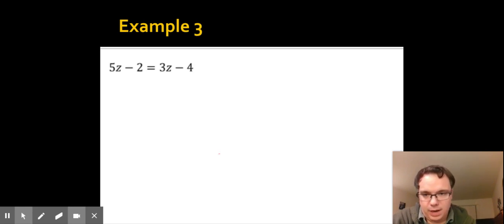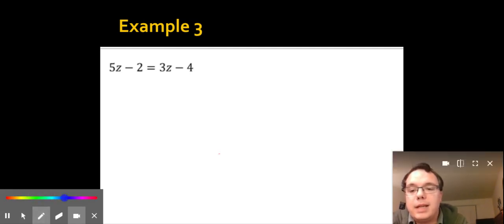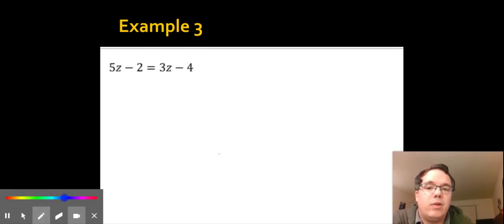Second step is variable on one side. Well, it's on both sides. So there's two things I could do. I could either subtract 5z from both sides, or I can subtract 3z from both sides. I always err on the side of making a positive coefficient, but it doesn't matter which one you do, you will get the same exact answer. But because I like a positive coefficient, I'm going to subtract 3z from both sides.